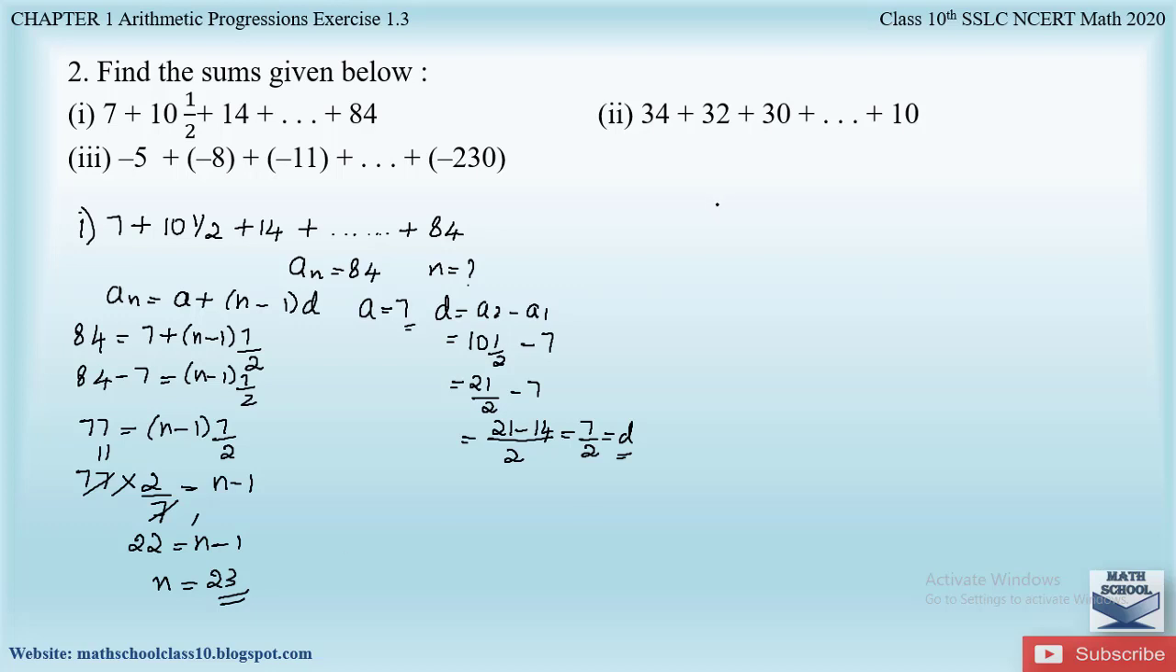So let us find the sum. Since we know the n value now, which is 23, we have to find the sum for the 23 terms. Let us use the formula n divided by 2 into a plus l. We are using this formula because we know the last term of the AP, that is 84. Since the last term of the AP is mentioned, we will be using this formula.